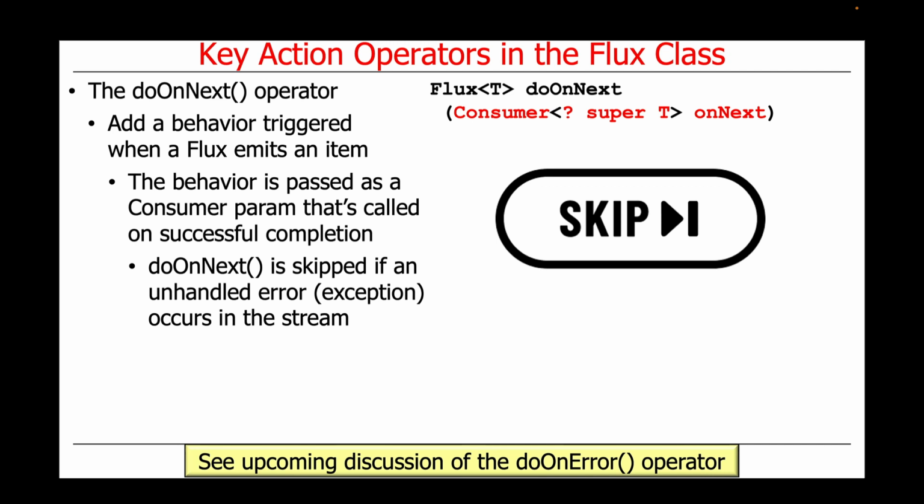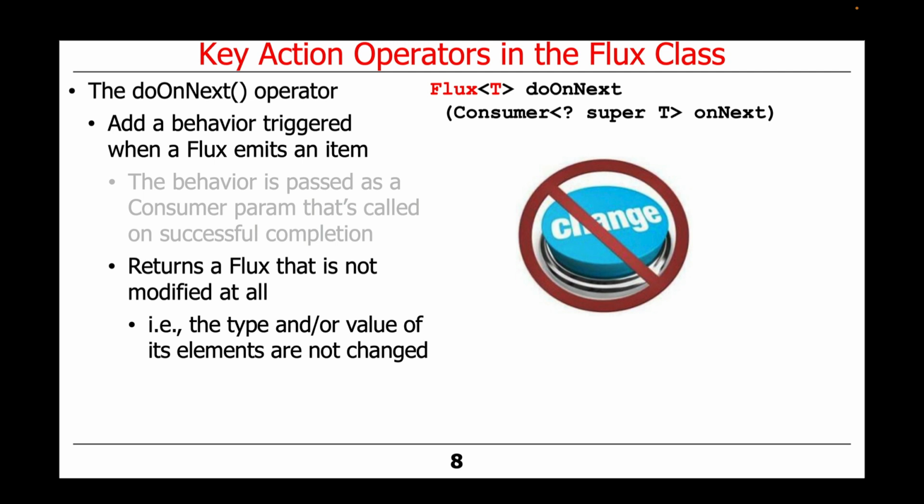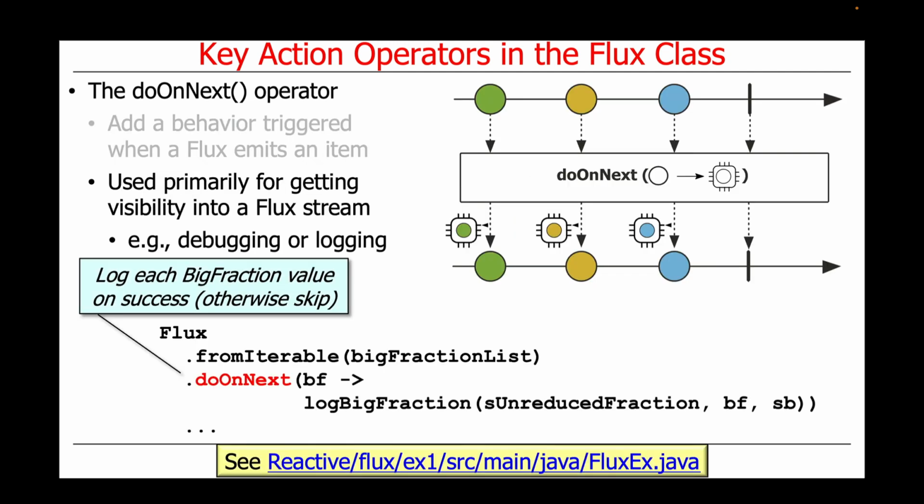Note that the doOnNext operator in a Flux stream will actually be skipped if some type of unhandled error, namely an exception, occurs upstream. And we'll talk shortly about the doOnError operator, which can be used to handle errors rather than successful completions. The doOnNext operator returns a flux that is not modified in any way, shape, or form. In particular, the type and/or the value of its elements are not changed. The doOnNext operator is primarily used for getting visibility into a Flux stream, debugging, logging, and so on.